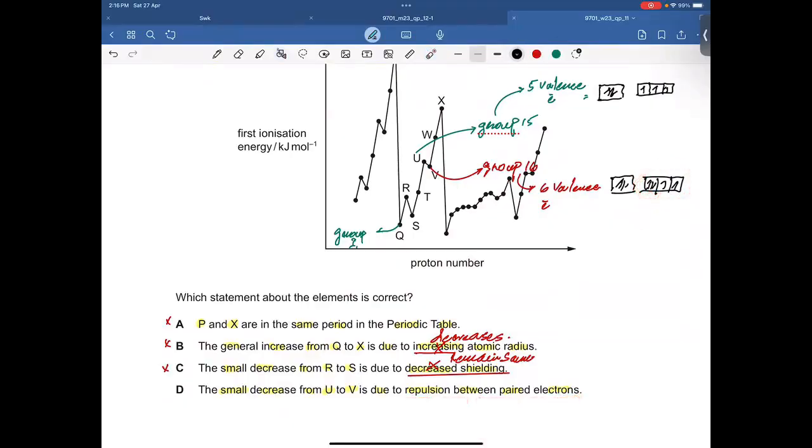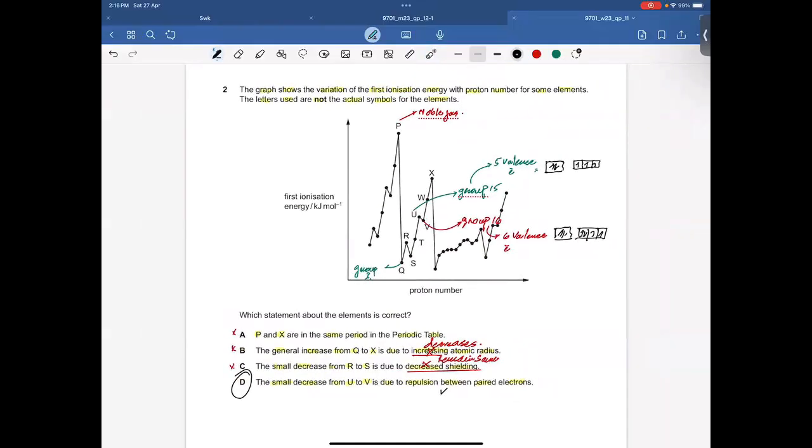So this statement is going to be right. Since this experiences inter-electron repulsion, when you provide a smaller amount of energy, electron removal becomes easier, and therefore the ionization energy of V is lower than that of U, and therefore D is going to be the right answer. I hope it makes sense to you.